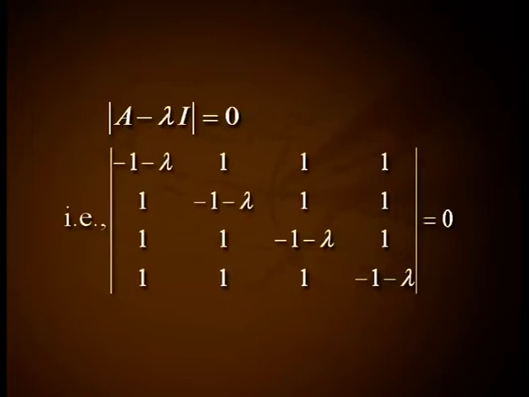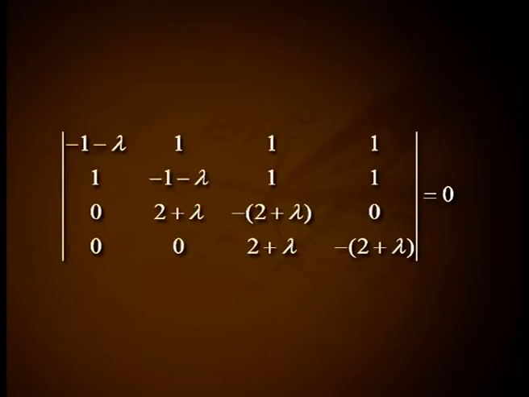The characteristic equation is determinant of B minus lambda I equals 0. That is, the determinant of the matrix with rows (-1-lambda, 1, 1, 1), (1, -1-lambda, 1, 1), (1, 1, -1-lambda, 1), (1, 1, 1, -1-lambda) equals 0. Applying R4 minus R3, we obtain the last row as 0 0 2+lambda, -(2+lambda). Applying R3 minus R2, we obtain the third row as 0 2+lambda, -(2+lambda), 0.